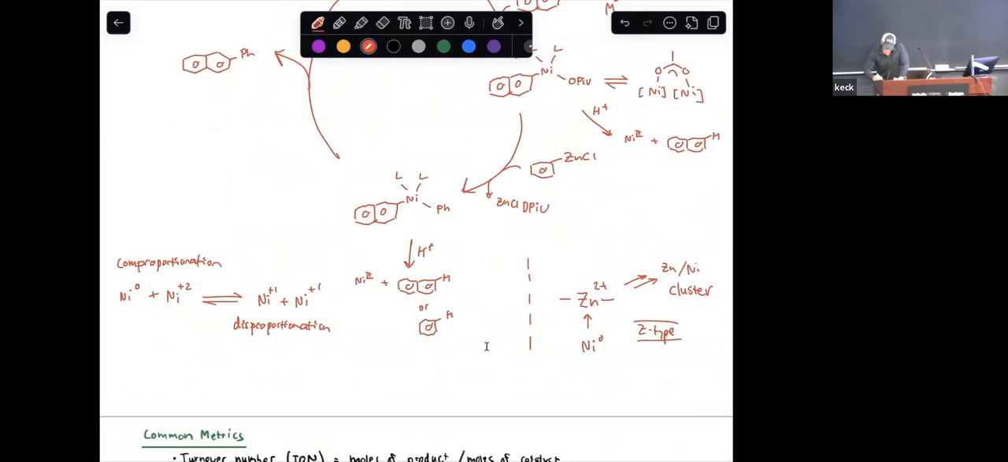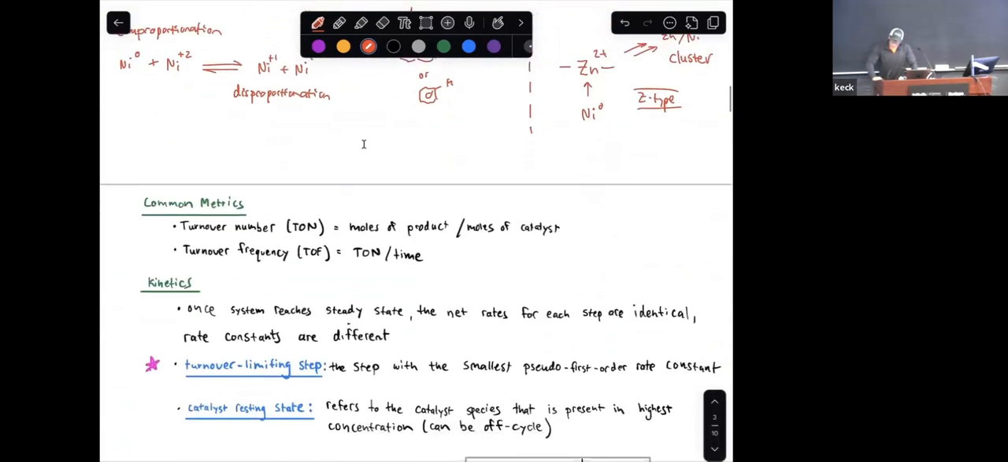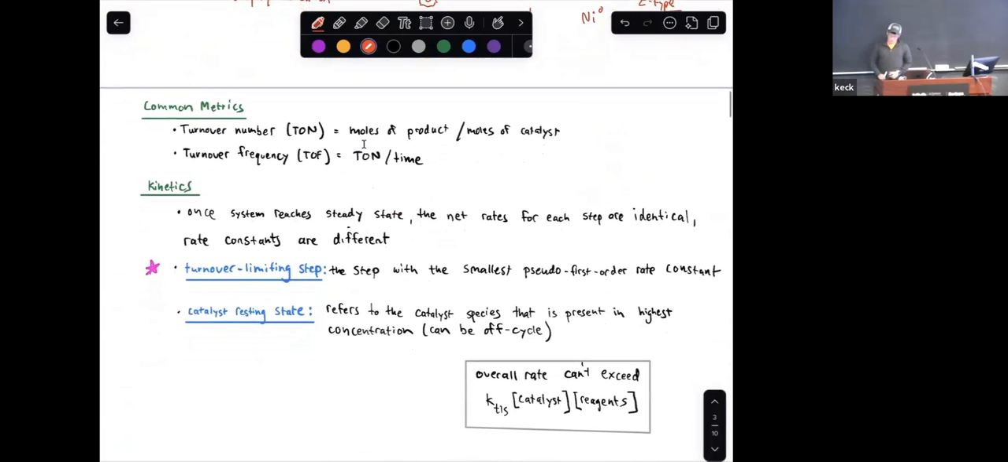Questions on that? All right, let's keep trekking forward then. Some of these terms I've thrown out already. I'll just rigorously define them. Turnover number, that's a very easy and intuitive one. This is just moles of product versus moles of your substoichiometric catalyst. So an easy example to think about, a reaction that runs with 1 mole% palladium catalyst and gives a quantitative yield.